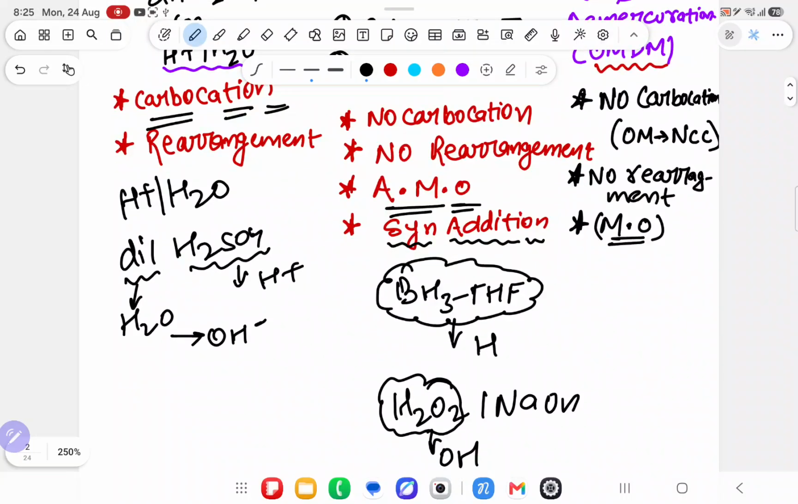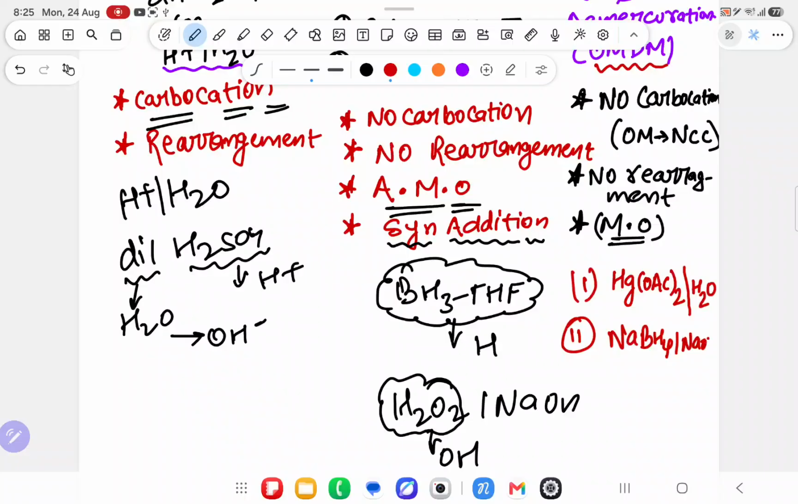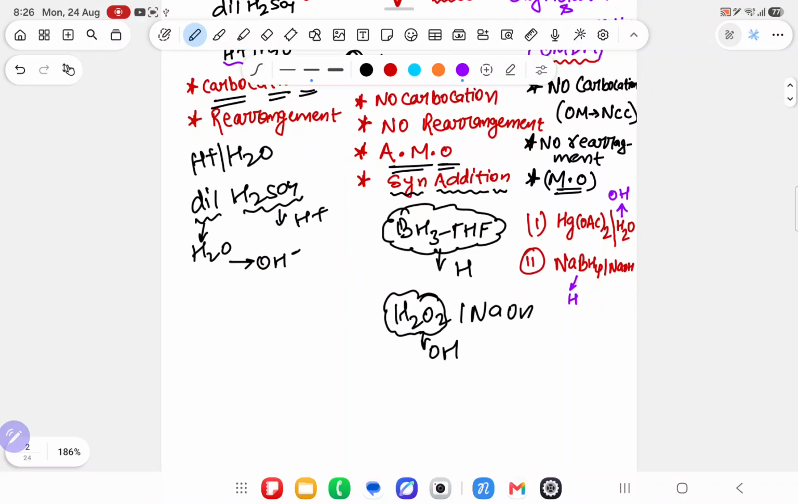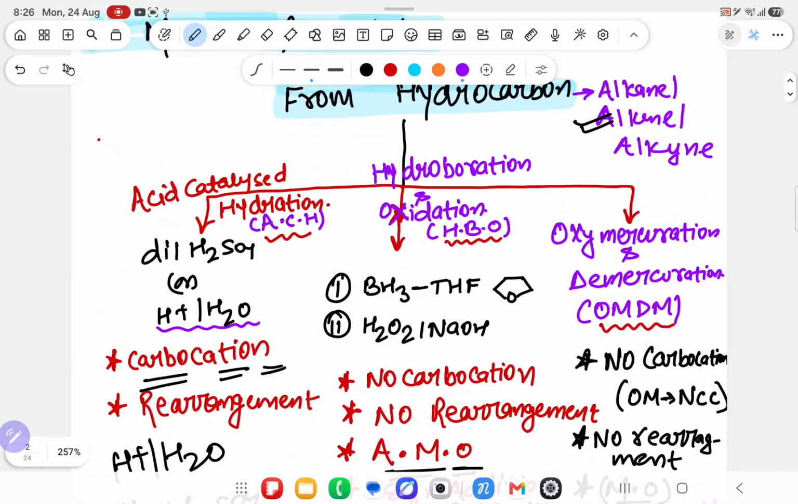Similarly in oxymercuration demercuration, the first reagent we are using is Hg(OAc)2 in presence of H2O. The second reagent we are using is NaBH4 in presence of NaOH. You have to know that over here H2O will give OH and NaBH4 will give H. Understood what I am trying to say? First of all, don't get confused. This is basic and easy.